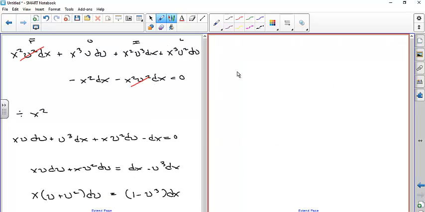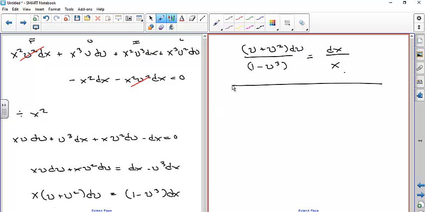And then finally, let's put all the nu stuff on the one side. So you'll have nu plus nu squared d nu. So that's what's on the left-hand side, and then I'll divide by 1 minus nu cubed. And on the right-hand side, I've got dx, and I divide everything by x. And that's your answer. Obviously, this one would be easy to integrate.